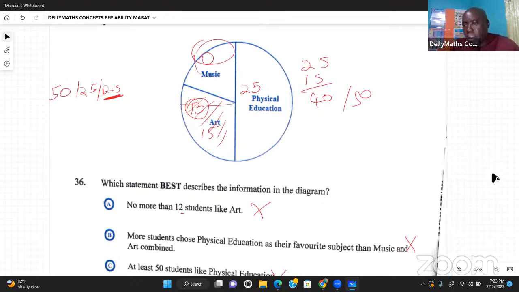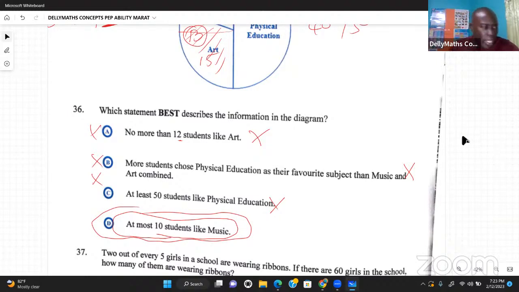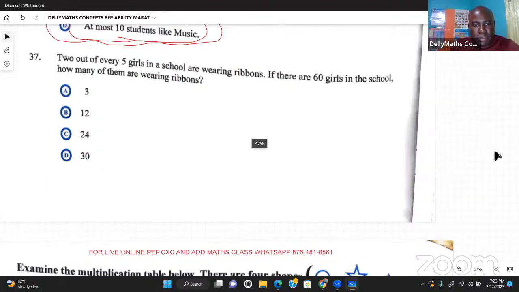So I would go with the bottom one, but not just because of the number. The first 3 are incorrect. I would say to you, select this one, even if you don't agree with it. All right. So I'll go with D. You have to go with D. No more than, A is incorrect. No more than 12 like art. No, that's a lie. More than 12 like art. All right. So we have to look out for those.